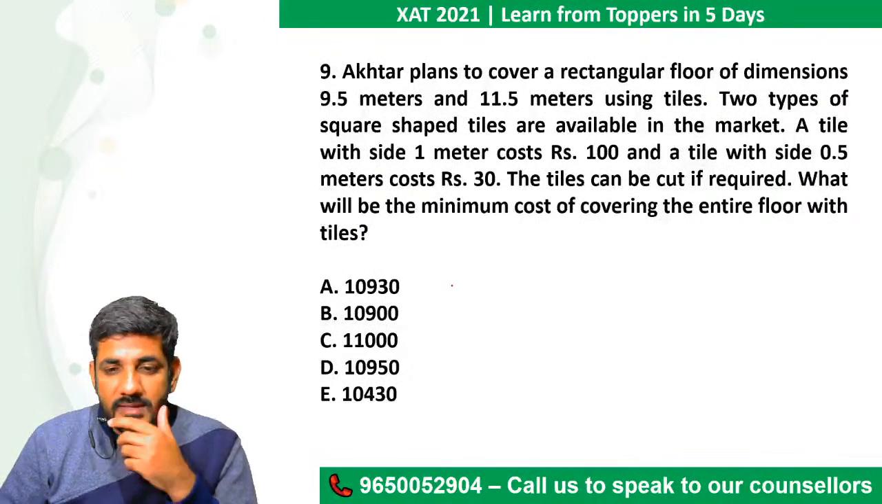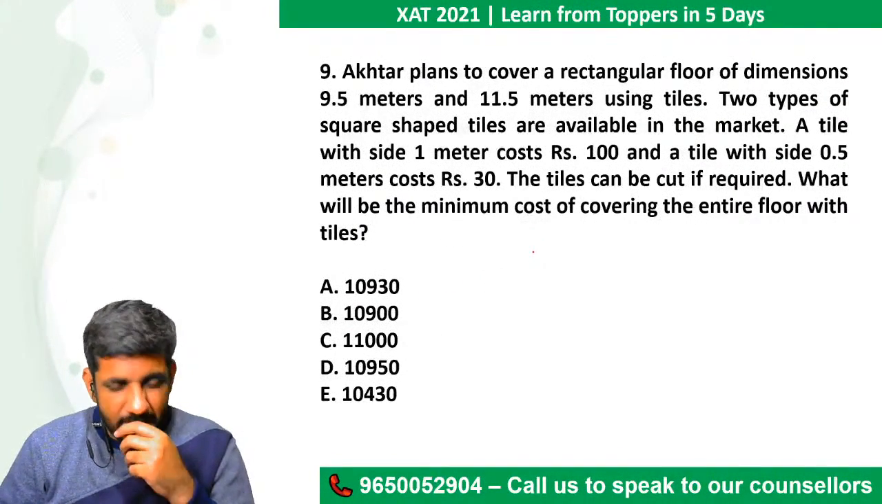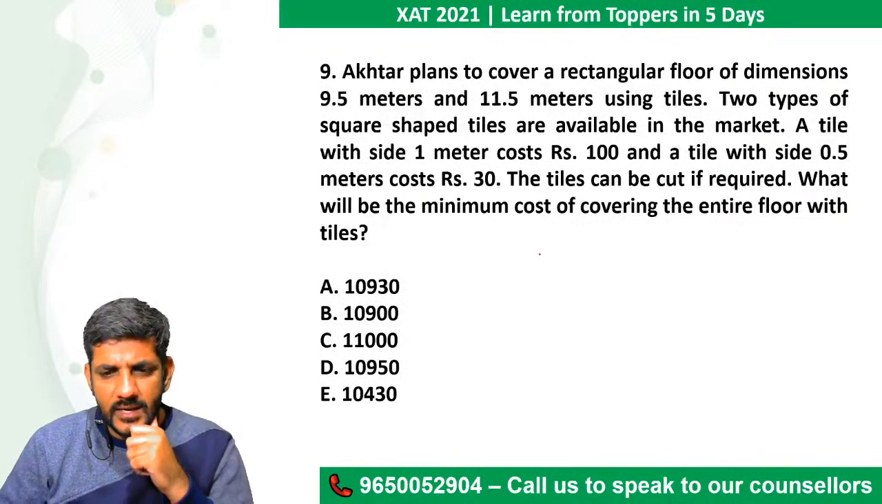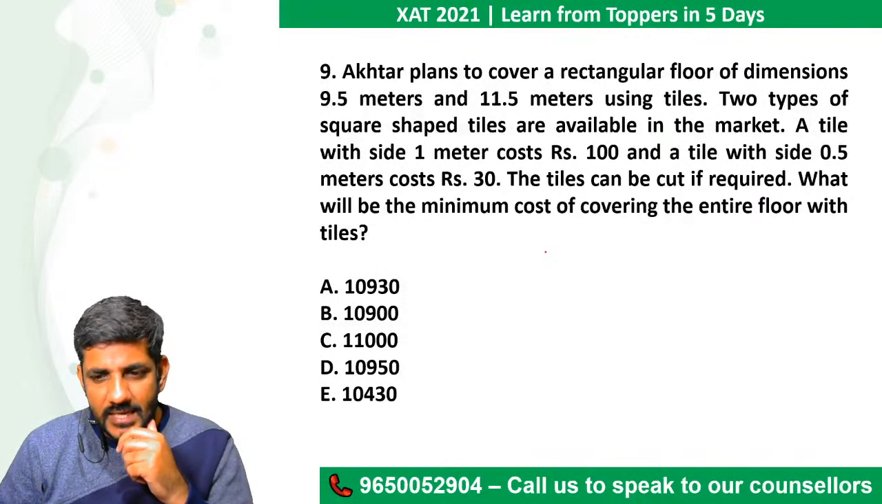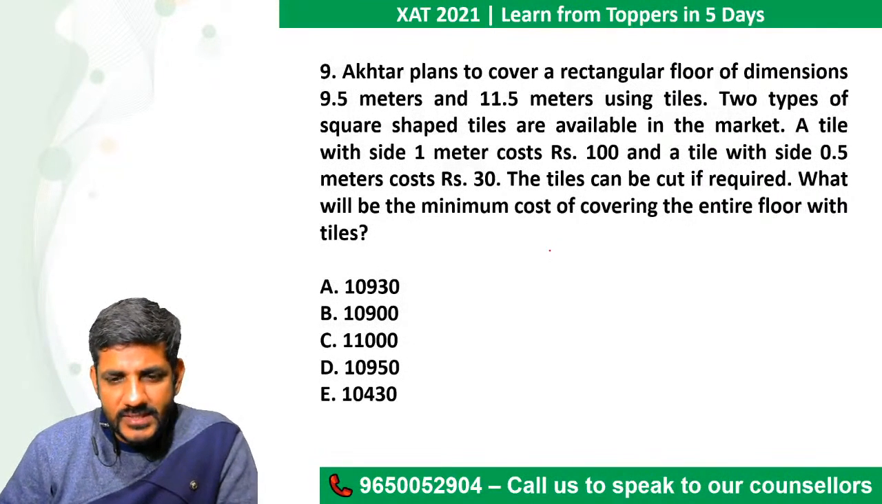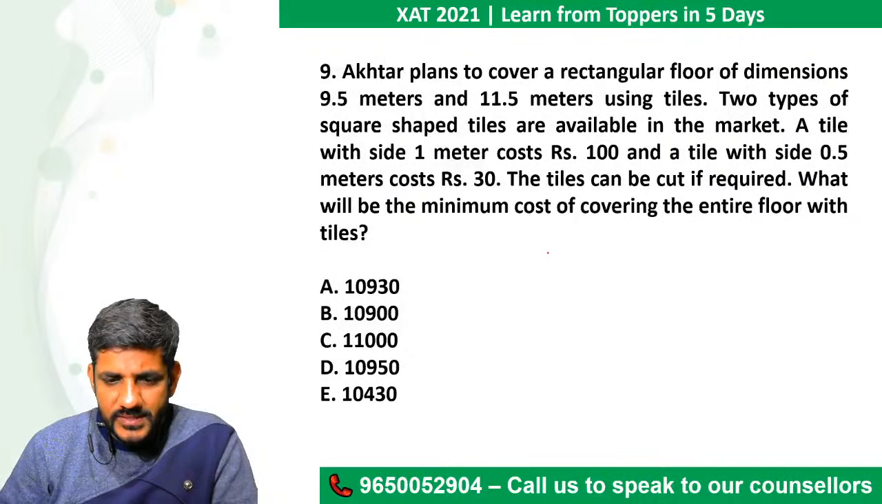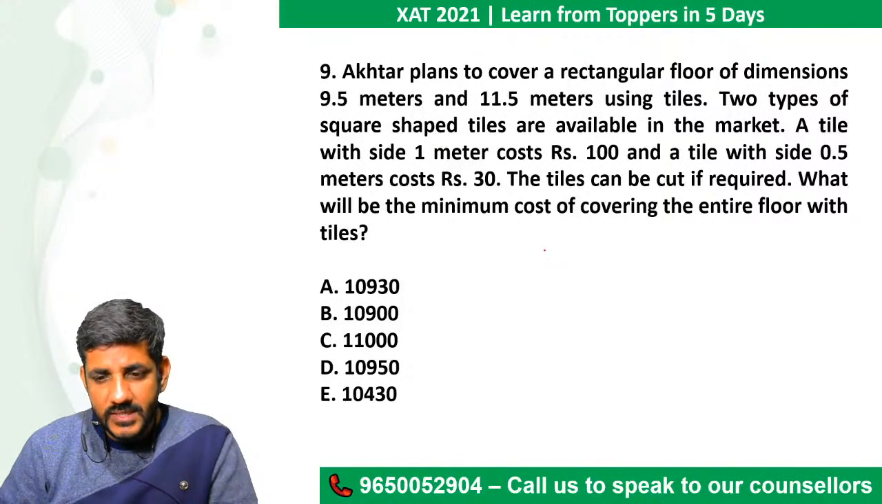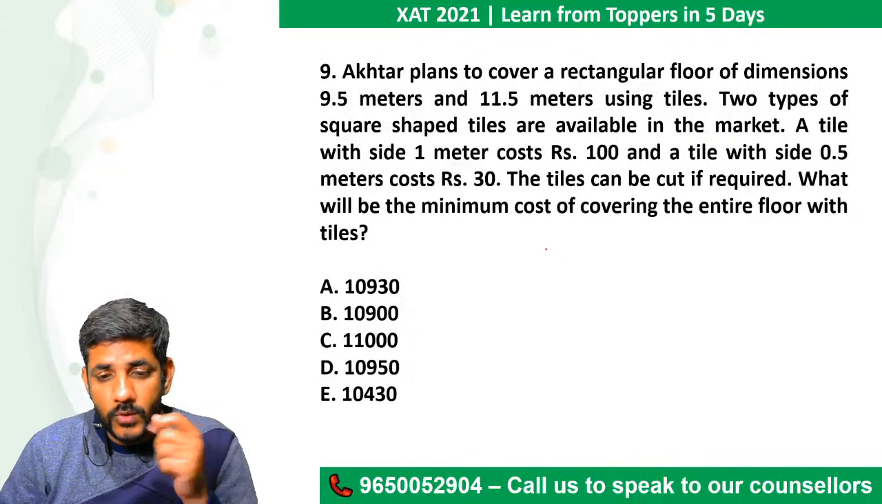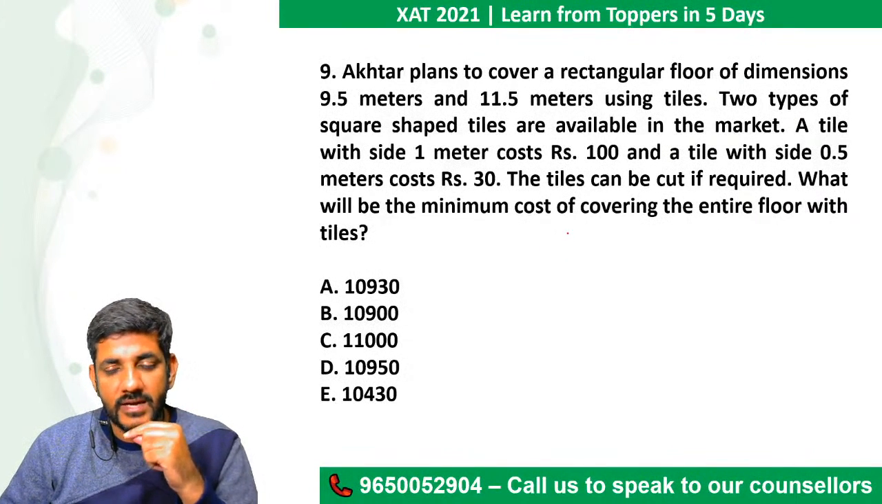Next, Akhtar plans to cover a rectangular floor of dimensions 9.5 meters and 11.5 meters using tiles. Two types of square-shaped tiles are available in the market. A tile with side 1 meter costs rupees 100, and a tile with side 0.5 meters costs rupees 30. The tiles can be cut if required. What will be the minimum cost of covering the entire floor with tiles?